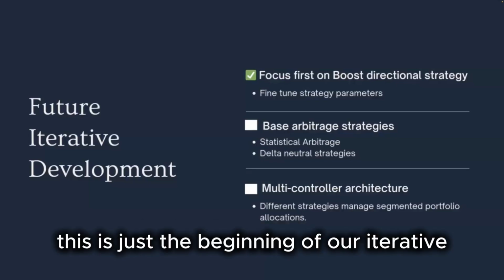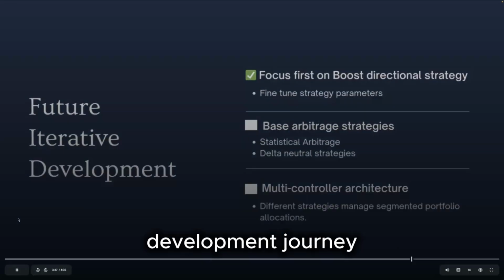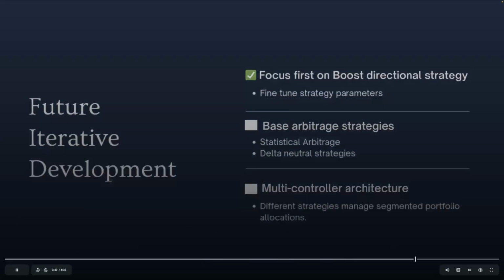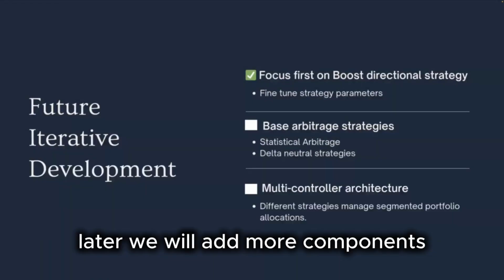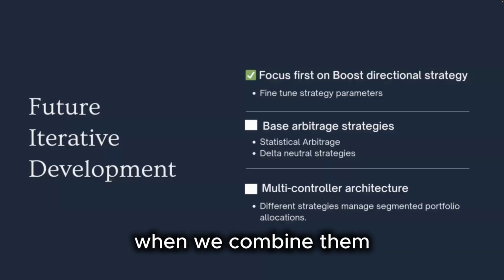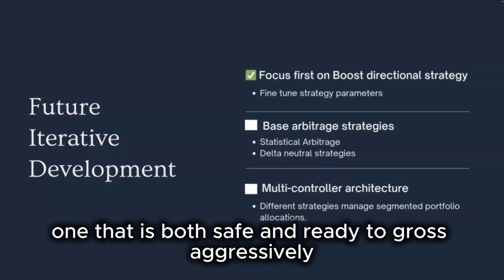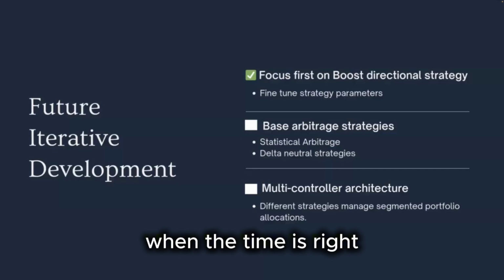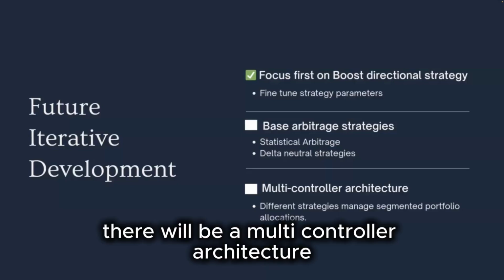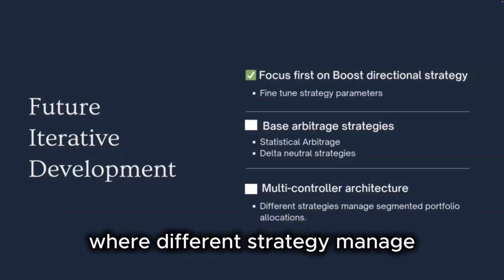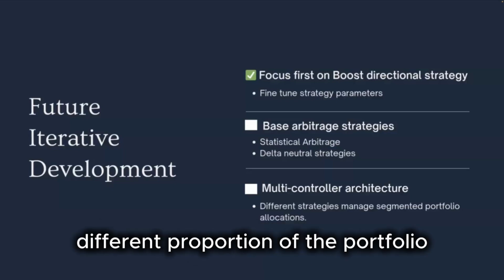This is just the beginning of our iterative development journey. Later, we will add more components. When we combine them, we will have a complete asymmetric barbell portfolio, one that is both safe and ready to grow aggressively when the time is right. Eventually, there will be a multi-controller architecture where different strategies manage different proportions of the portfolio.